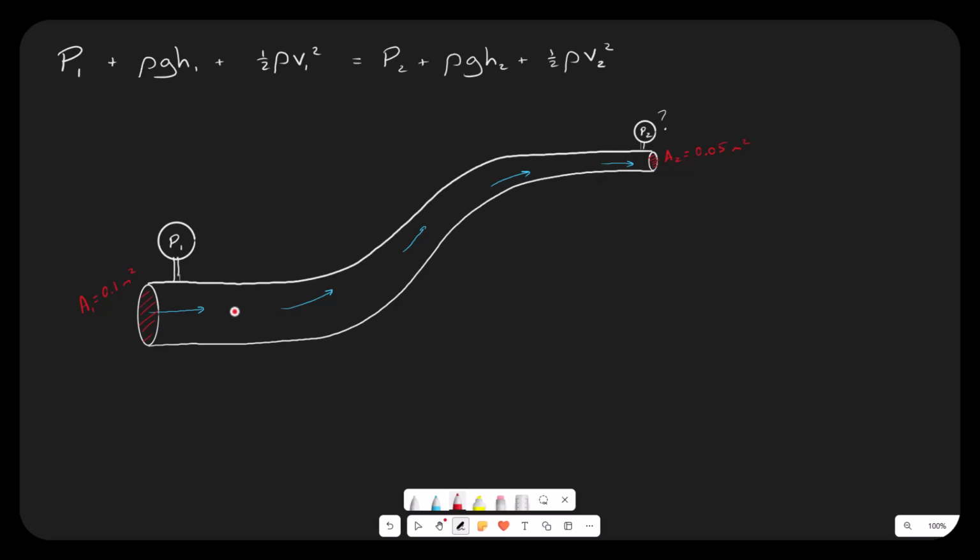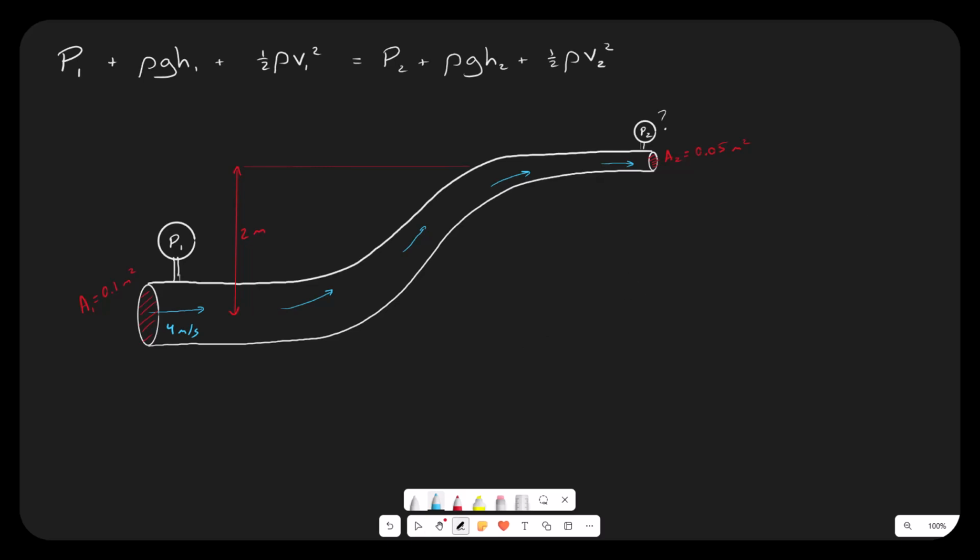We're going to need a height difference because we have one. So if that's an area of 0.1 square meters, maybe this is a height difference of, let's go 2 meters. I know it's not exactly to scale, but we'll be okay. And our fluid over here on the left side is going to be moving at, I don't know, 4 meters per second. I would like to know the pressure over on the right side.